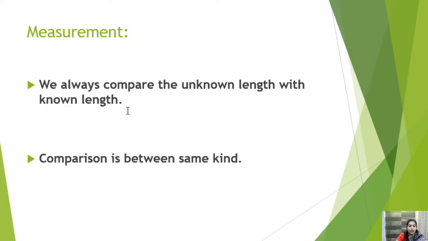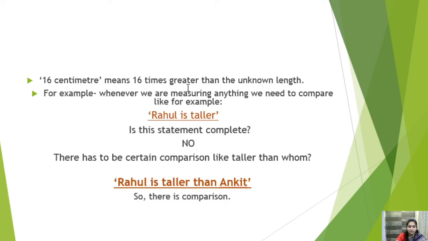Okay. So what is important in measurement? We always compare the unknown length with the known length. And comparison is between the same kind. So now I am going to explain these 2 points. Let's see. So here 16 centimeter means 16 times greater than the known unit.